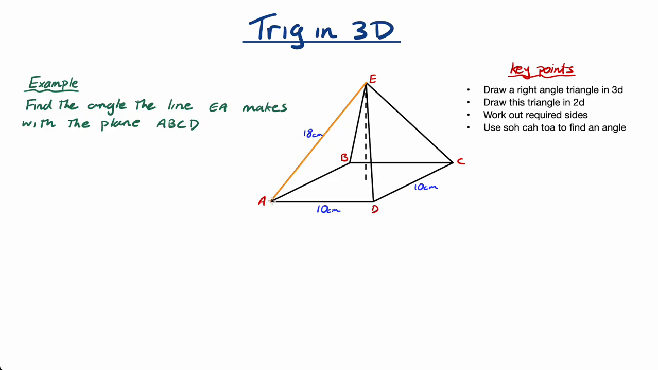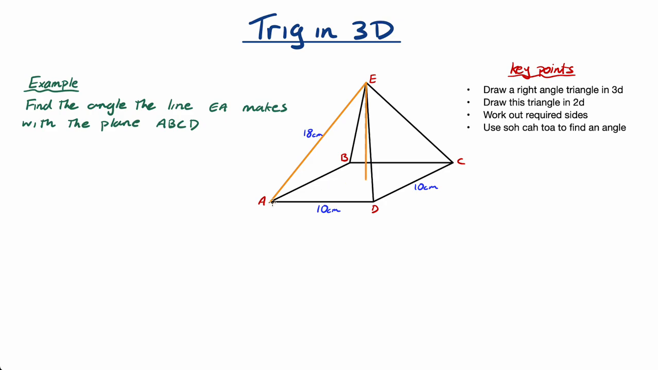A common error, this would be a mistake, would be to go right. It's that angle there. That is wrong. That is not the angle that it makes with the plane. The angle that makes with the plane, a bit like with Pythagoras, you have to come straight down from this top guy here, straight down to the plane, and then this is the right angle triangle that we're going to make.